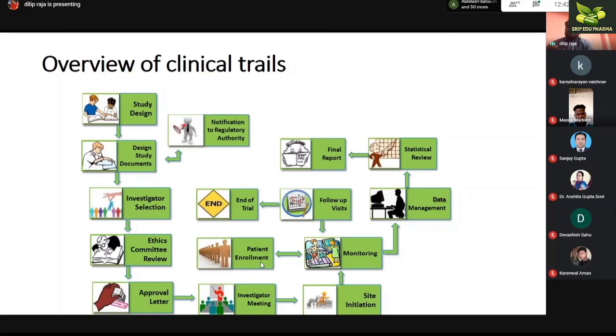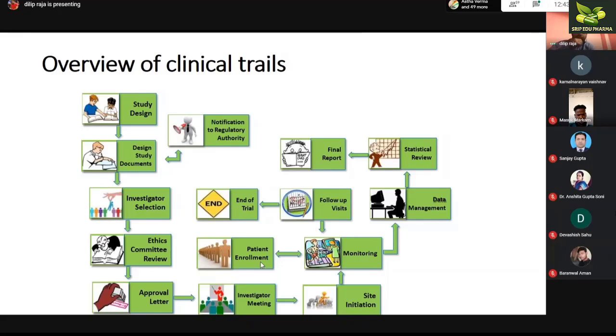Once the informed consent process is done, the subject will be screened to see if he is suitable for the trial. He is then enrolled into the study, and the study begins. If it is an interventional study, we will give the experimental drug to the human and see the outcomes of the study.